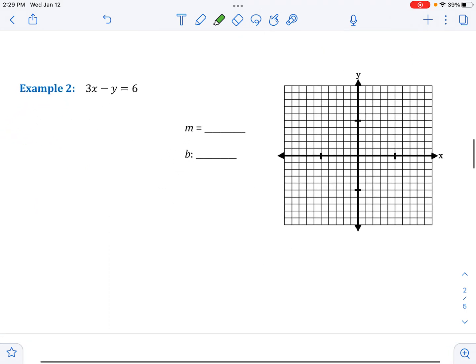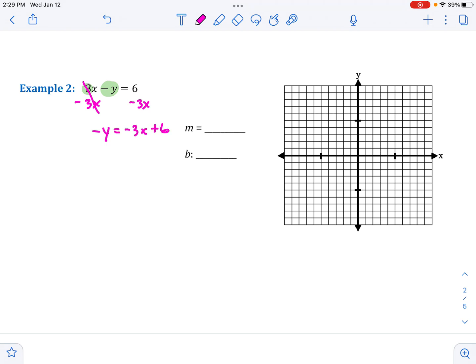All right, step 1 says to add or subtract the x. Since right now my 3 is positive, I am going to subtract 3x to both sides. 3x minus 3x is 0, so that cancels out. That leaves me with a -y. So I've got -y equal to -3x and then plus 6.